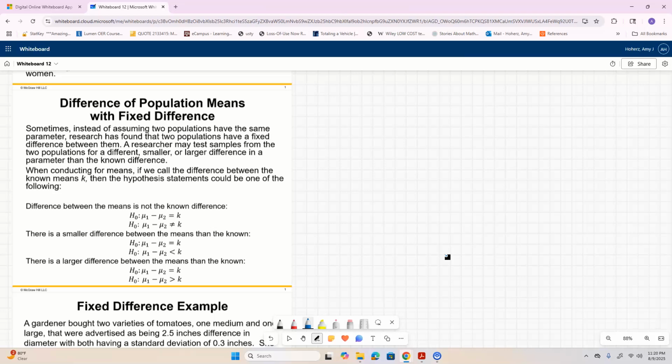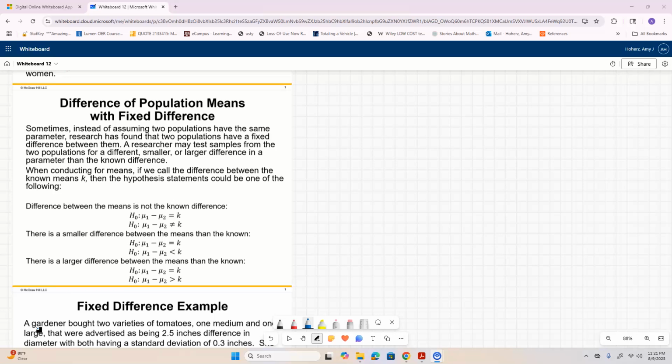So sometimes instead of assuming two populations have the same parameter, or in our case mean, research has found that the two populations have a fixed difference between them. So they might say the difference in heights between two different groups of people might be fixed at a known difference of 3 inches, or there might be a known difference between the average test scores of students in 2 different states, or something like that.